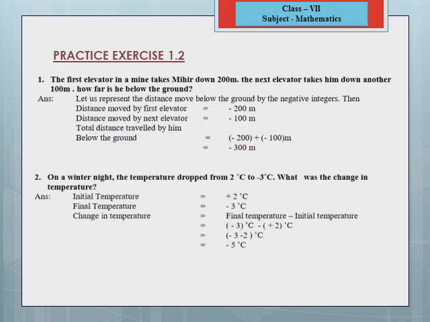On a winter night, the temperature dropped from 2 degrees Celsius to minus 3 degrees Celsius. What was the change in the temperature? Initial temperature is plus 2 degrees Celsius. Final temperature is minus 3 degrees Celsius. Change in temperature will be final temperature minus initial temperature. That is minus 3 degrees Celsius minus plus 2 degrees Celsius. You will get minus 3 minus 2, that is minus 5 degrees Celsius.